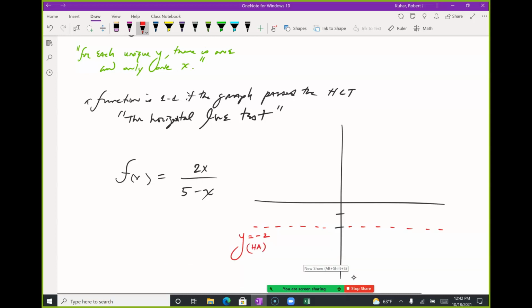What's the leading term of the numerator, the upstairs? 2x. What's the leading term downstairs? Negative x. The x is canceled. I was thinking 5 minus x. Right, I took the whole thing. So negative 2 is my horizontal asymptote.